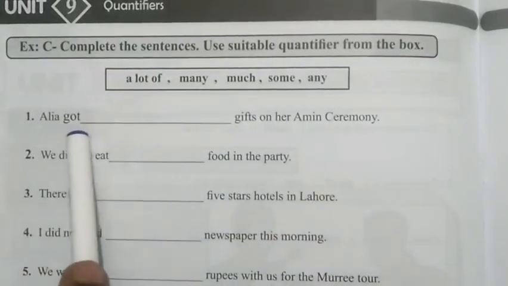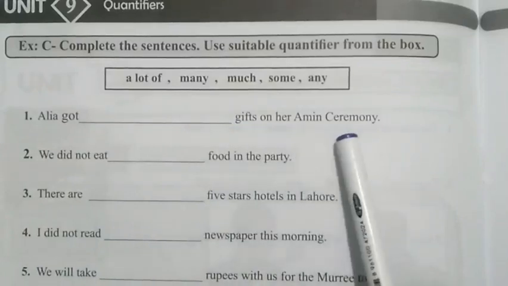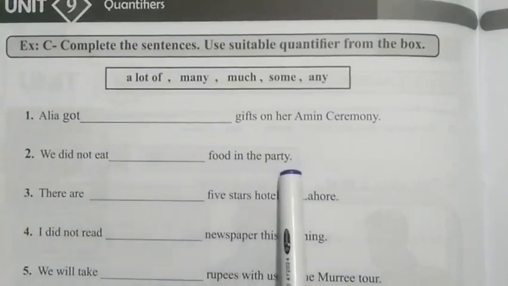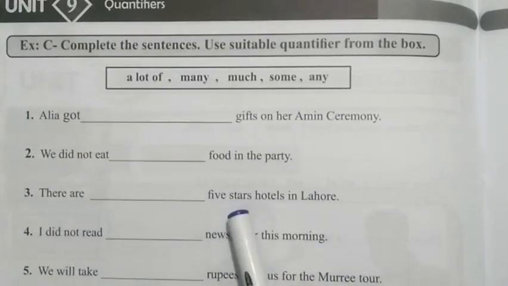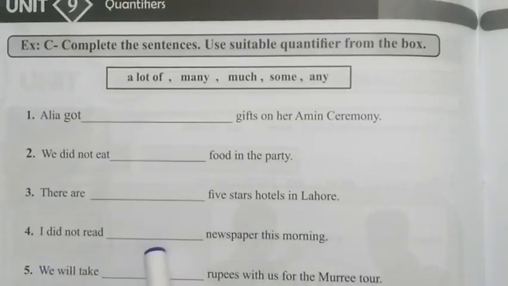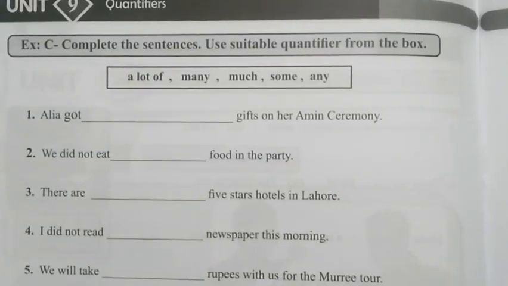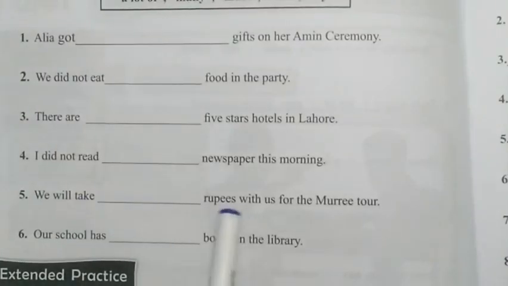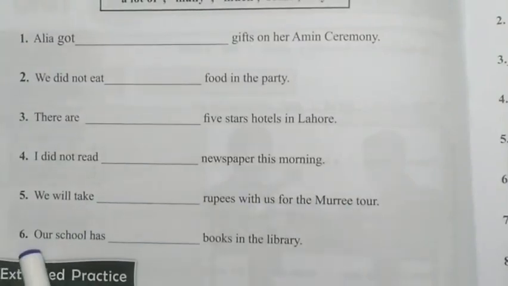Sentence 1. Alia got dash gifts in her Amin ceremony. Sentence 2. We did not eat dash food in the party. There are dash 5-star hotels in Lahore. I did not read dash newspaper this morning. We will take dash rupees with us for the Murree tour. Our school has dash books in the library.